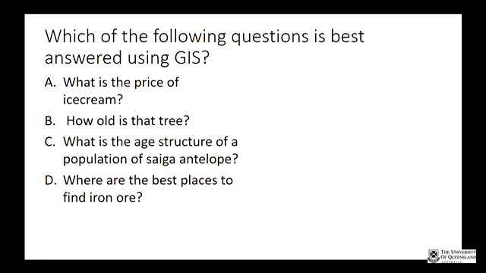Okay. So which of the following questions is best answered using GIS? What is the price of ice cream? How old is that tree? What is the age structure of a population of Saiga antelope? And where are the best places to find iron ore? So I guess in answering this, think about what GIS does.